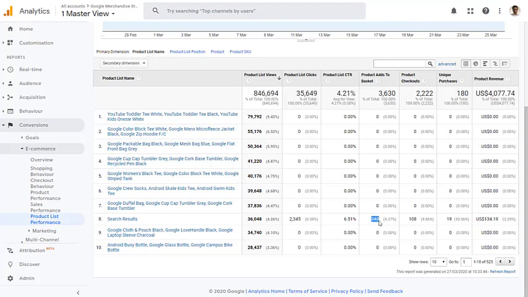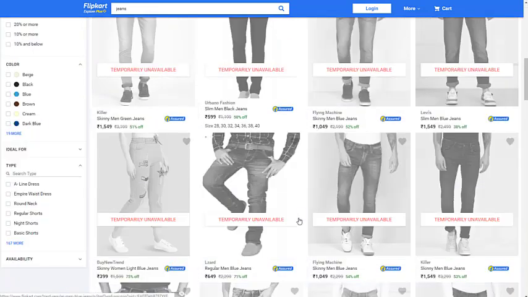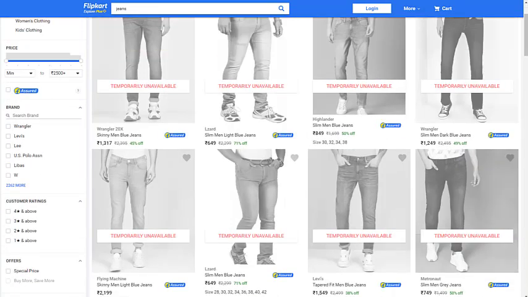340 times a product was added to cart. 108 times products were checked out. 19 times a product was purchased, giving me a revenue of $134. So now it tells me that when someone searches, when I'm searching something, people see my list, and this list gives me a revenue of $134. This is the report that I can see.